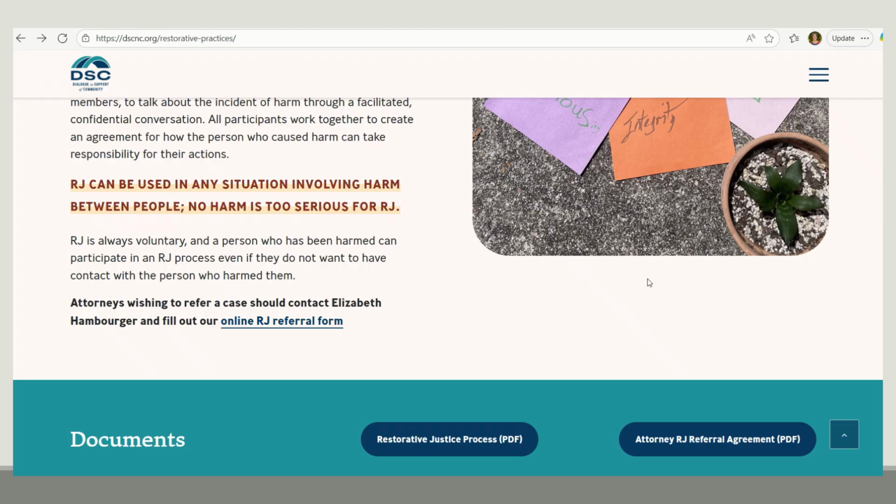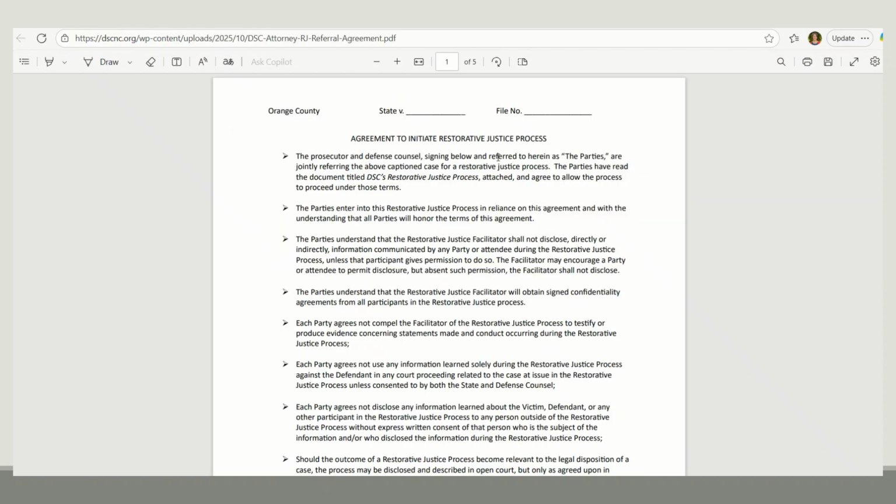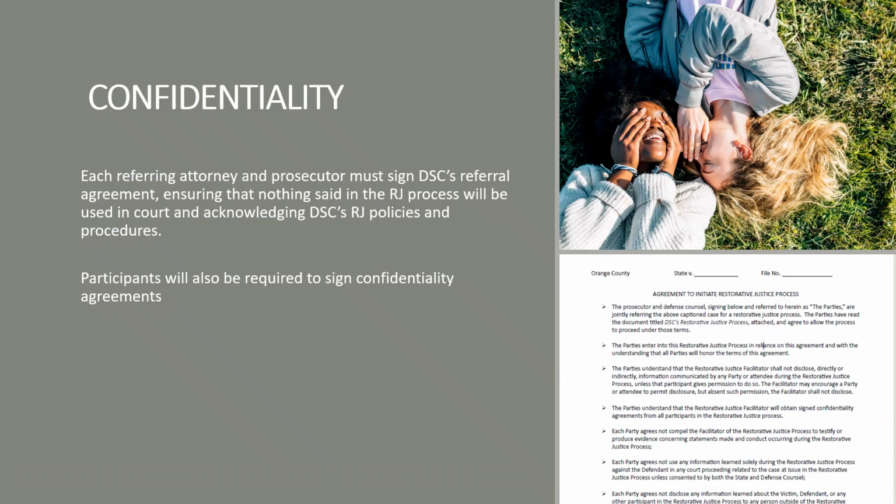Attorneys for both the state and the defense must also sign DSC's Attorney Restorative Justice Referral Agreement, which can also be found on the Restorative Practices page of the DSC website. The referral agreement does two things. First, it states that both parties agree that nothing said in the restorative justice process will be used in court. It's very important to a restorative justice process that everyone feel able to be completely honest without fear that what they say could be used against them in any future litigation.